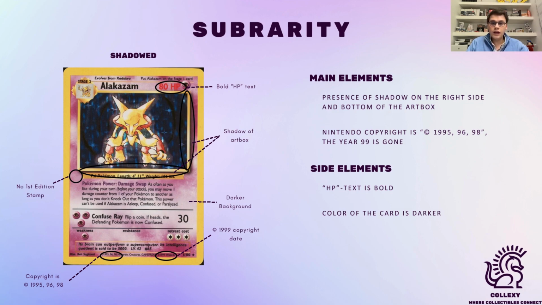If these two elements are met, then we are talking about a shadowed variant and not a shadowless variant. In addition, for the two side elements, you can see that the HP is in bold, while the shadowless version was in plain text, and the color is a lot darker than the one of the shadowless variant.